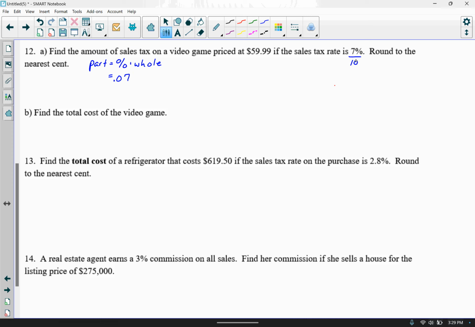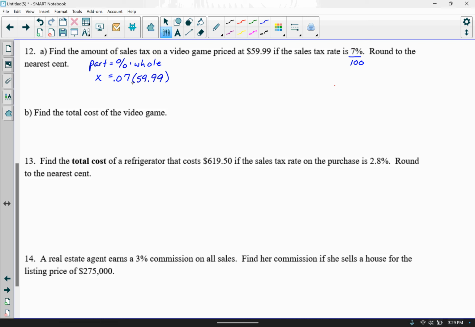Remember, you're dividing it by 100 or moving it 2 places to the left, either way you want to think about that. That $59.99, is that the part or is that the whole? Hopefully you agree here. That's your whole. That's what you're buying. You're buying a $59.99 video game, and you're trying to figure out how much tax you're going to pay, and that tax is the part, okay?